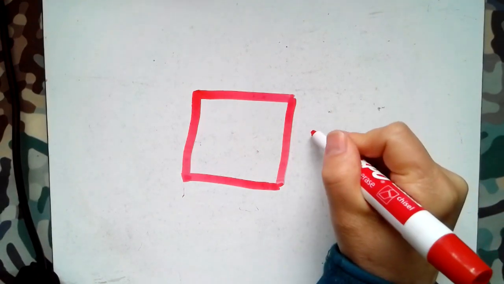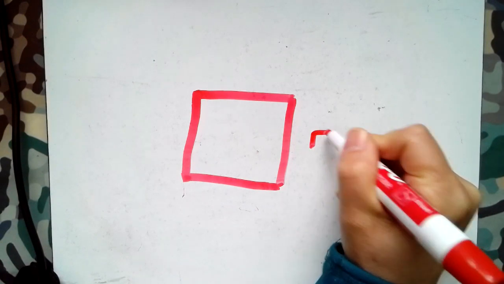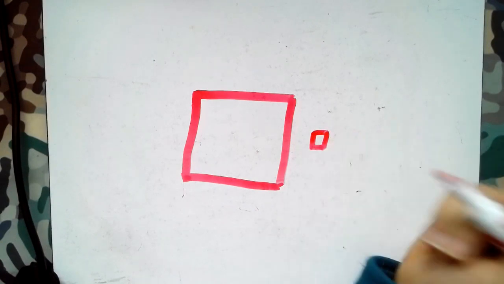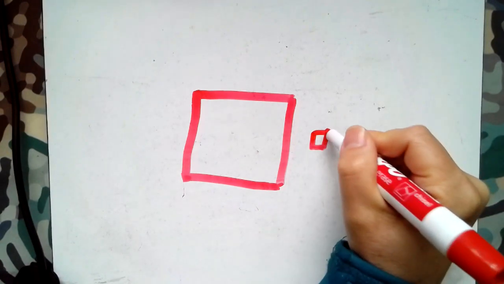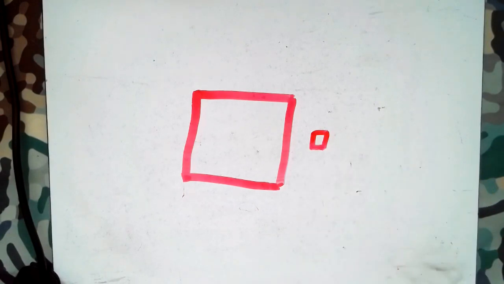So there's a square. This is also a square. Try another one. Try one that's smaller. 1, 2, 3, 4. Four sides, four corners.